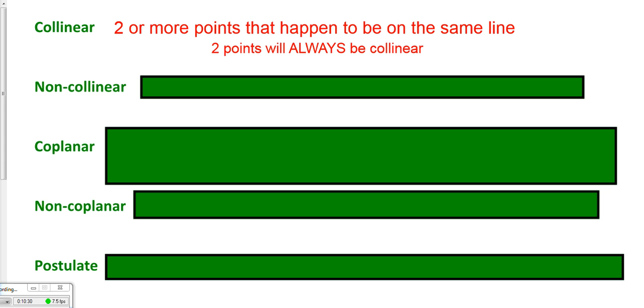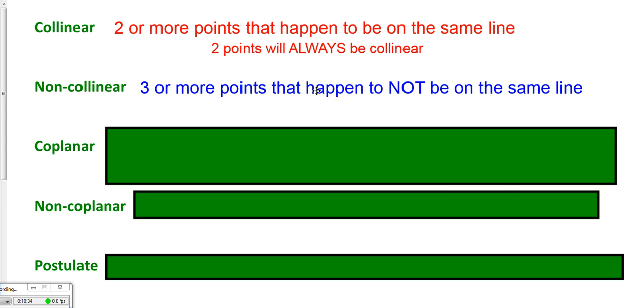Then, of course, non-collinear basically just means 3 or more points that happen to not be on the same line. Now I said 3 here because, of course, 2 will always be on the same line. You can always make a line between 2 points, so 2 points will have to be collinear. If you have 3 points, I showed you the example up here, then it can possibly be non-collinear.